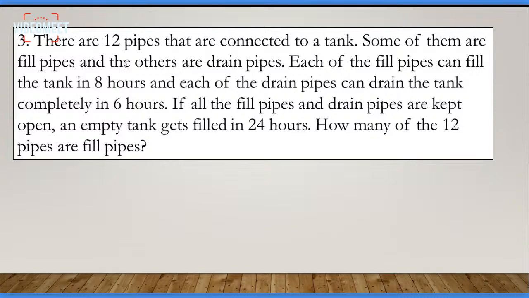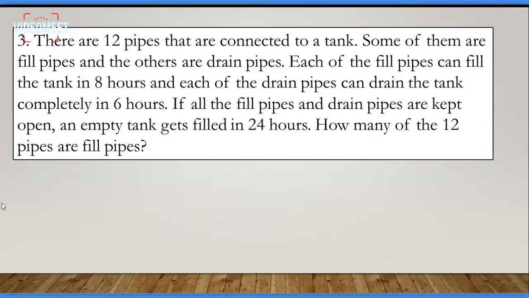Now in this question, there are 12 pipes that are connected to a tank. Some of them are fill pipes and the others are drain pipes. Each of the fill pipes can fill the tank in 8 hours. Each of the drain pipes can drain the tank completely in 6 hours. If all the fill pipes and drain pipes are kept open, an empty tank gets filled in 24 hours. How many of the 12 pipes are fill pipes?